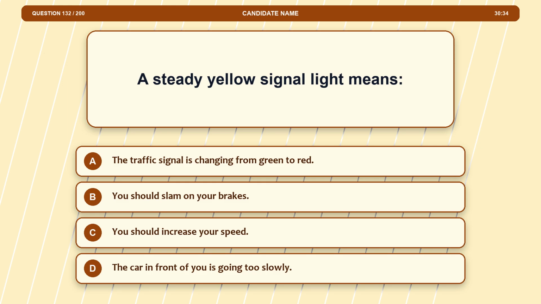Question 132. A steady yellow signal light means: Option A, the traffic signal is changing from green to red. Option B, you should slam on your brakes. Option C, you should increase your speed. Option D, the car in front of you is going too slowly.